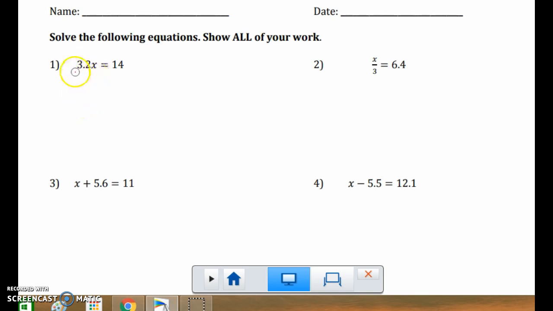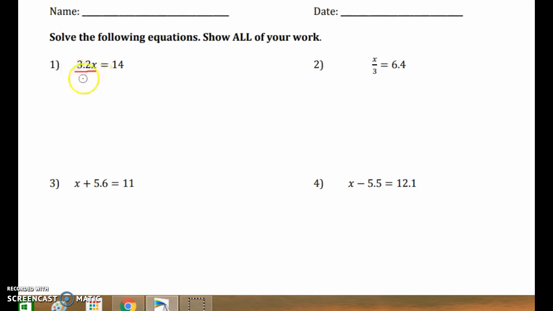So the opposite of multiplication is division. So we would divide both sides by 3.2. That is a 3.2, by the way. 3.2 divided by 3.2 becomes 1. We have left 1x. And now we need to figure out what 14 divided by 3.2 is.